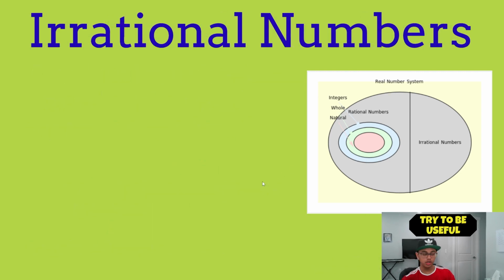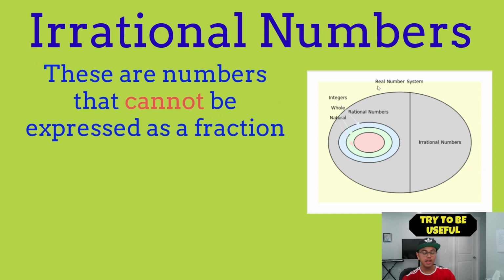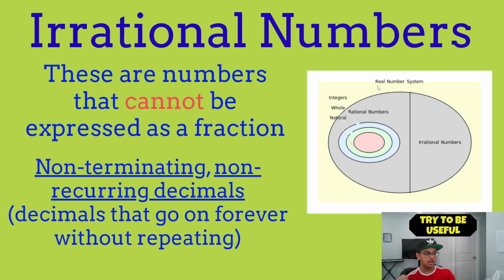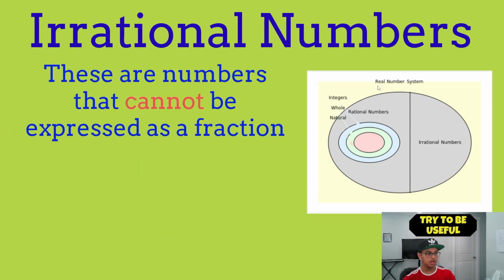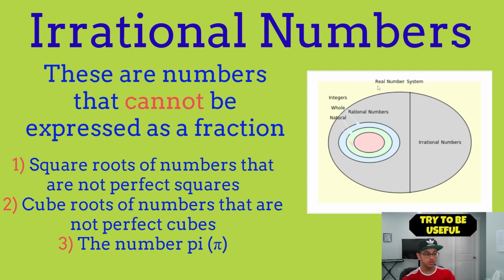So now let's talk about irrational numbers, which is the second part of the real number system. Basically these are numbers that cannot be written and expressed as a fraction. And this includes non-terminating, non-recurring decimals. So for example, square roots of numbers that are not perfect squares. If we took the square root of 3, for example, that would be an irrational number. And the second thing is cube roots of numbers that are not perfect cubes. And the third one we have is the number pi, and some others such as the golden ratio. So these would all be considered as irrational numbers.